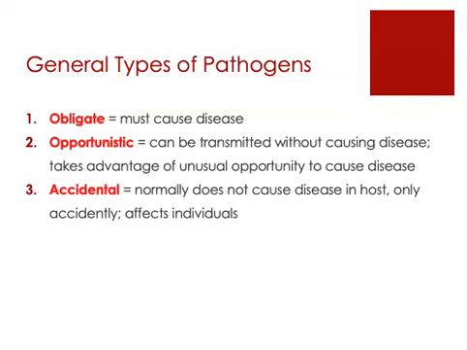Opportunistic pathogens are different. Opportunistic pathogens are organisms that can be transmitted without causing disease, but under certain circumstances in the host organism, they can take advantage of those circumstances and cause disease. And finally, we refer to some pathogens as being accidental pathogens. These are organisms that normally don't cause disease in the host. They only accidentally cause disease when they get into parts of the body where they don't normally reside.